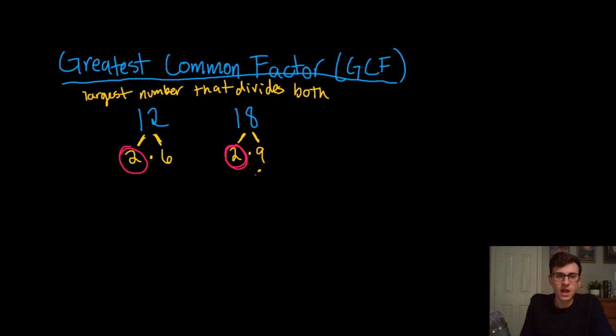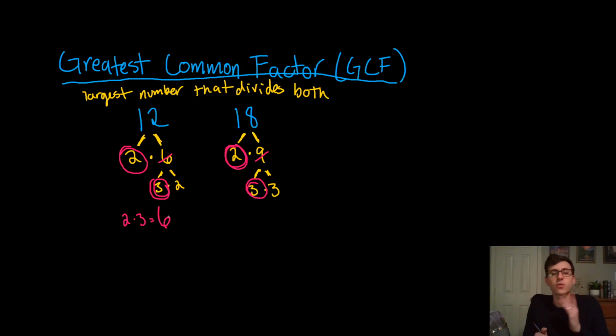So what divides 9 and 6? Well, 3, right? 3 times 2 is 6, and 3 times 3 is 9. So we have another common factor here in 3. There's one 3 in each of these. And maybe it's helpful for you to cross out the 6 and the 9, because now 12 is 2 times 3 times 2, and 18 is 2 times 3 times 3. And common to both of those is the 2 and the 3. So what's 2 times 3? Well, that's 6. So 6 is my greatest common factor.